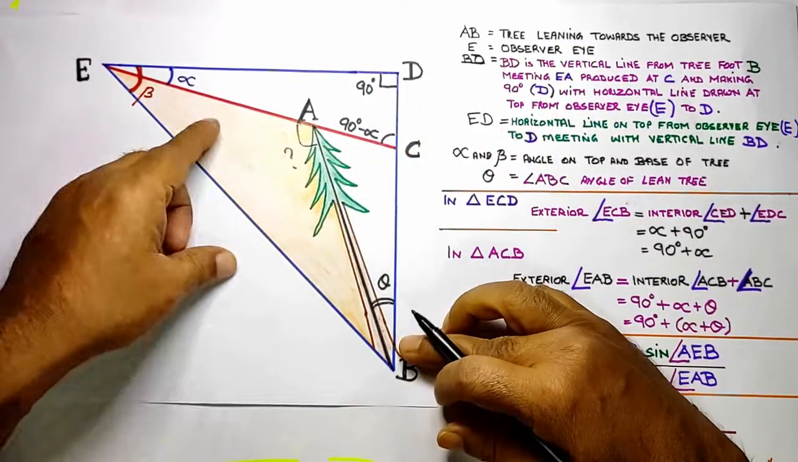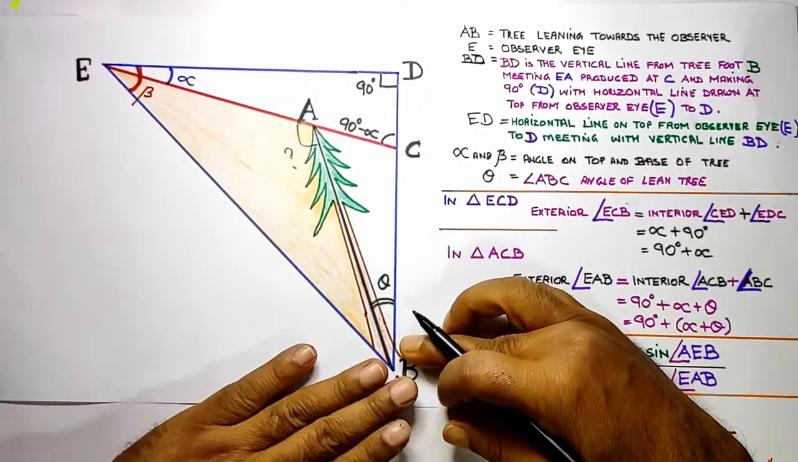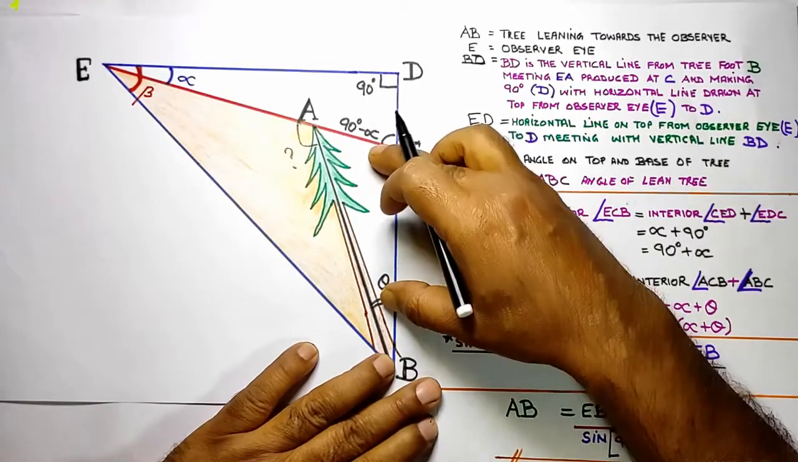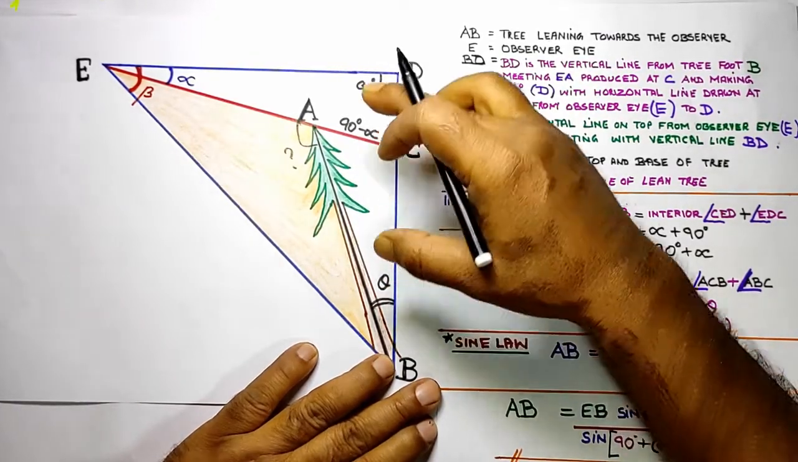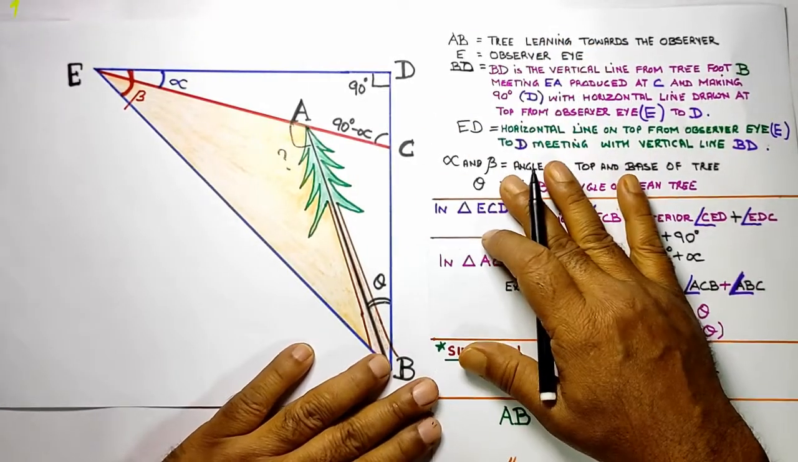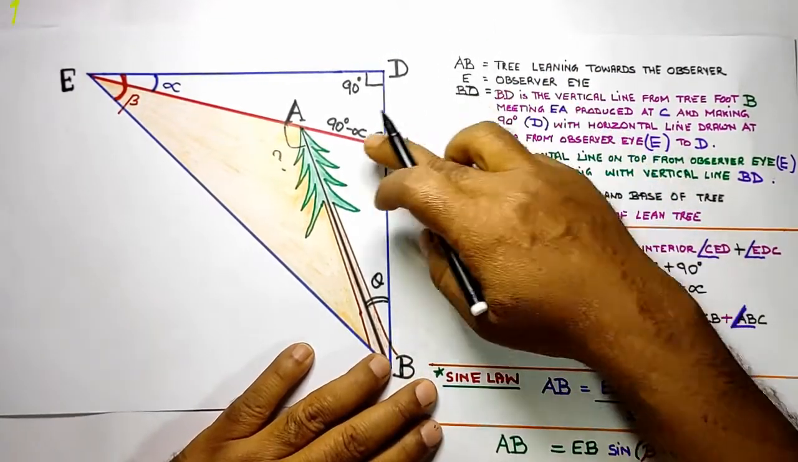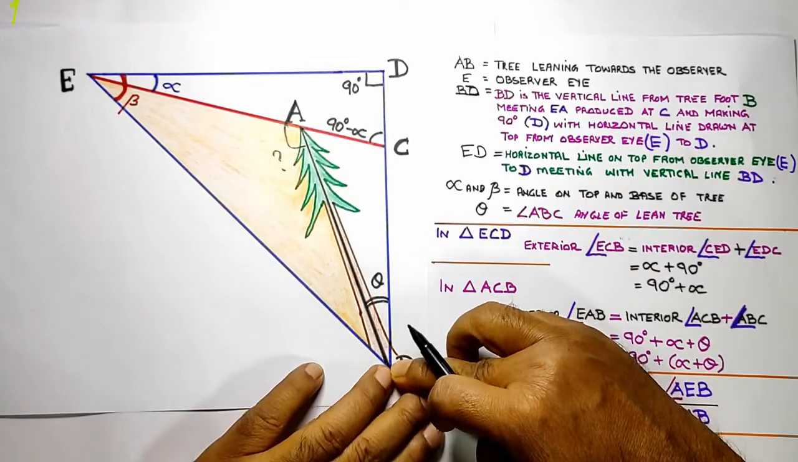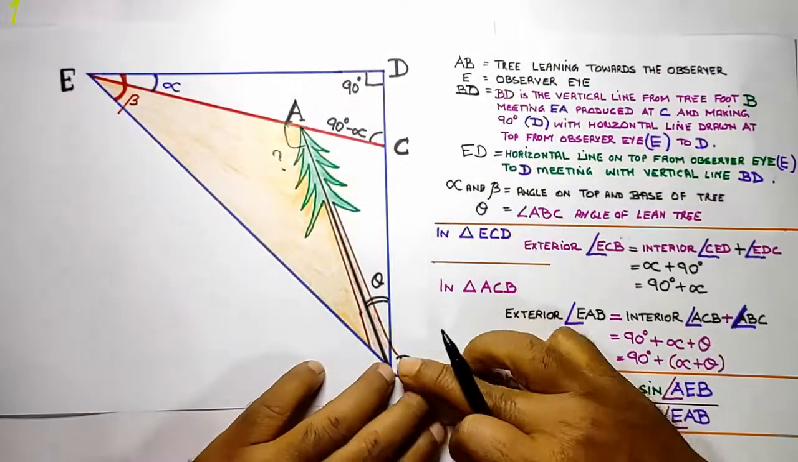Again, we have to find the interior and exterior angles. To find this one, first we have to find this angle. Now how will we do it? First let's understand one by one. AB is the height of the tree which we need. E is the observer's eye.